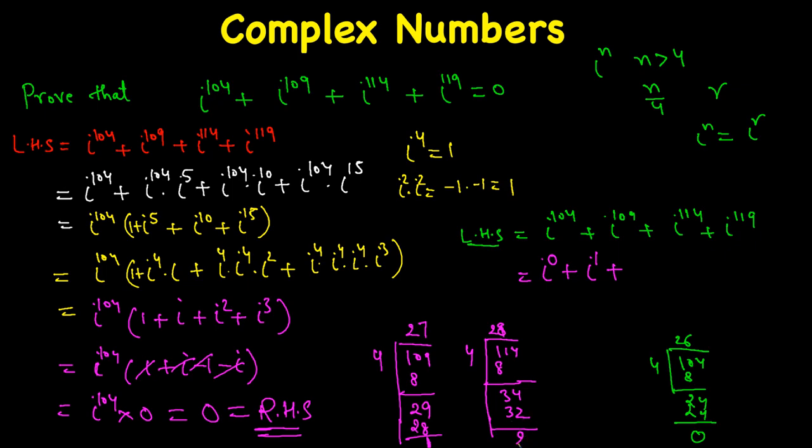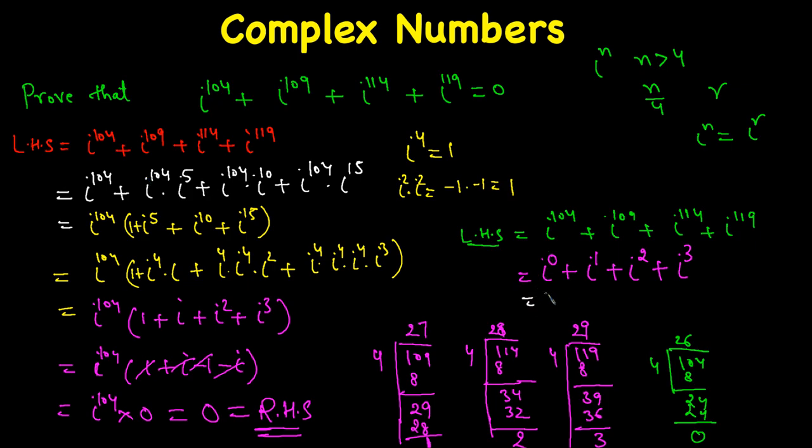32. So the remainder is 2. So we're left with iota raised to power 2. How about 119? Divided by 4, that's 39. 4 times 9 is 36. The remainder is 3. So it can be written as iota raised to power 3.